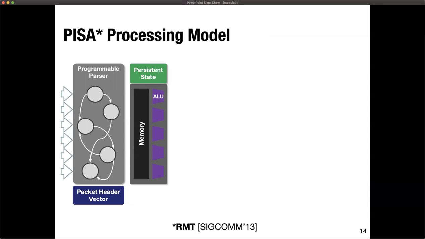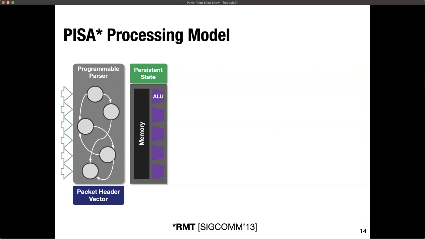So, what are the resources that we have in each of the stages? We have memory in the form of TCAM and SRAM. We have a bunch of ALUs, right? With, of course, limited capabilities in terms of what type of arithmetic operations you can perform. And so these are the key resources, right?